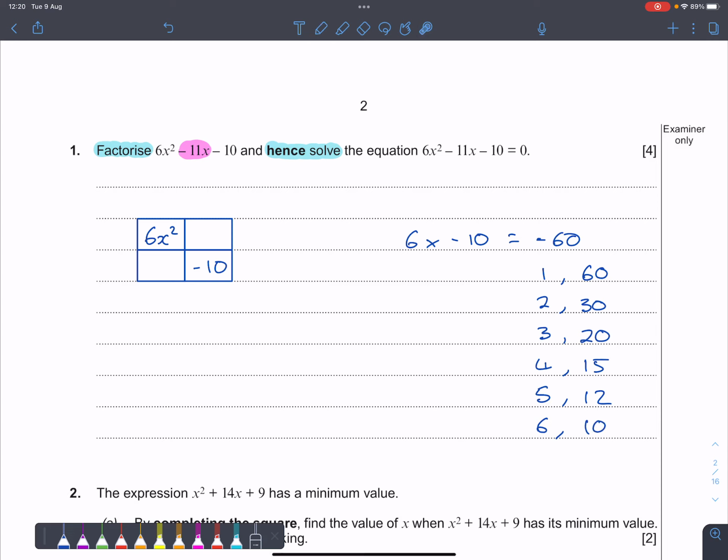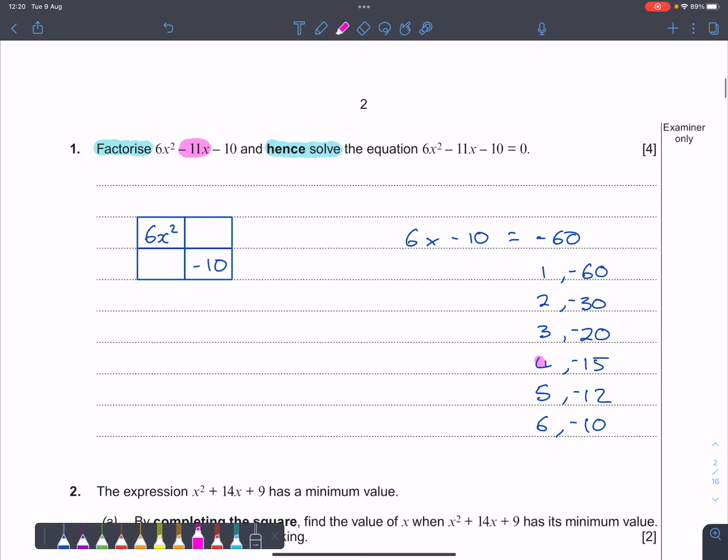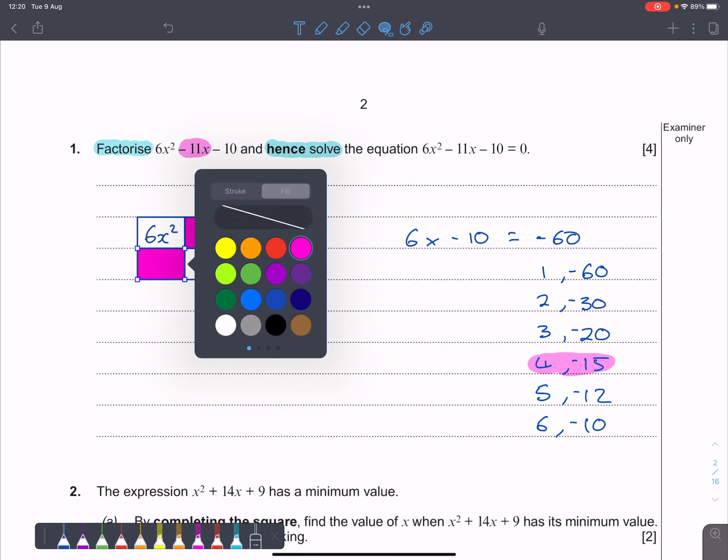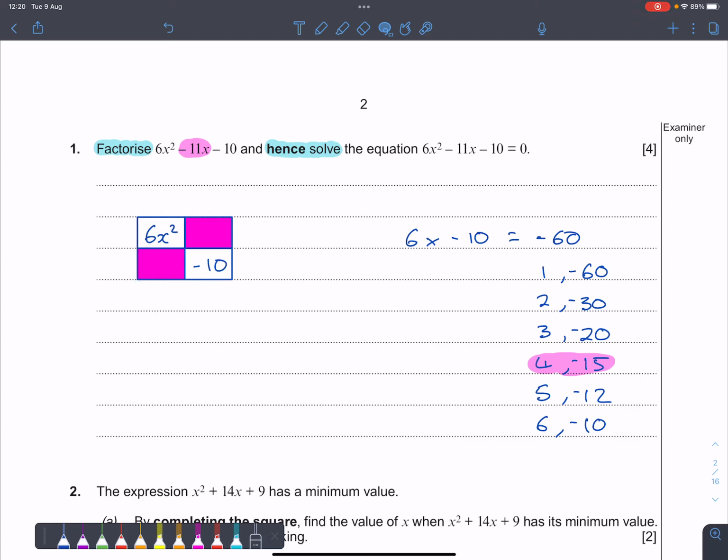Now, because they multiply to give a negative, one of the numbers in each pair has to be a negative. And because they add overall to give a negative, it means the larger number of the two will be negative. So I'm going to stick the negative sign on the larger numbers. And then pick the ones that are going to give me negative 11, which is going to be this pair here, 4 and negative 15. So those are the numbers I'm going to use to create my x's. So those two values are going to go into these two boxes. So I get plus 4x, and it doesn't matter which order we do this in.